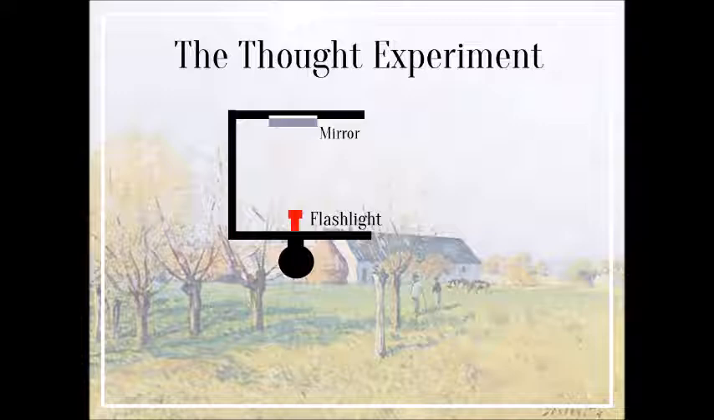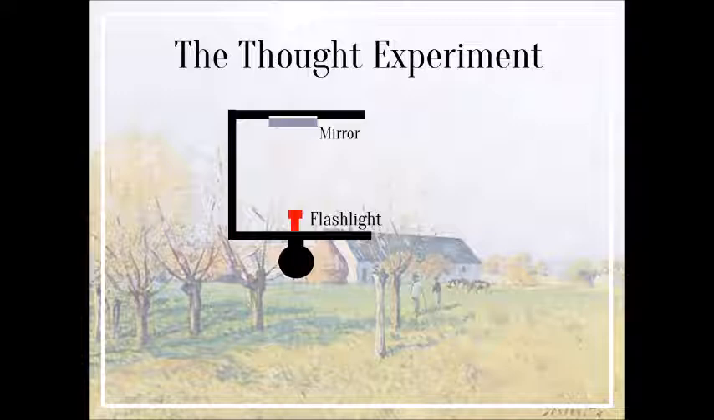Then for one brief moment you turn on the flashlight such that one photon is released from it. The photon travels to the mirror, bounces off the mirror, and returns back to the flashlight. That is the particular single event that we're going to be focusing on in this thought experiment.